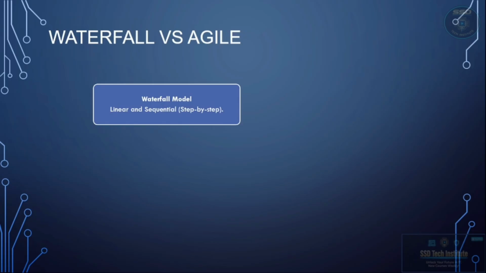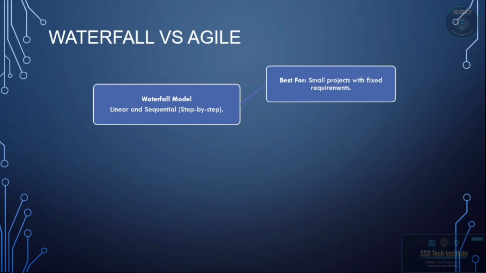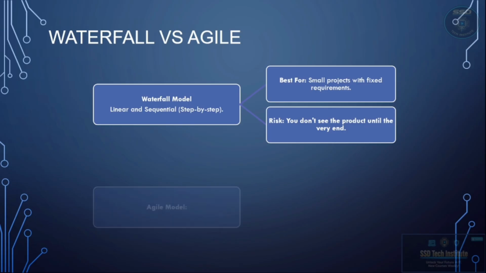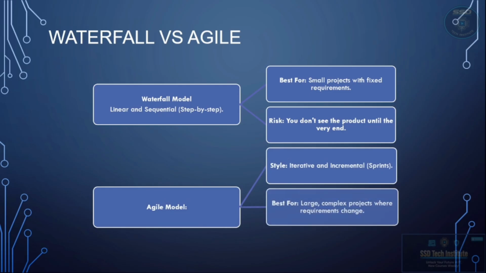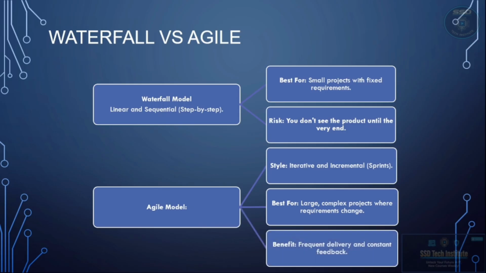So the waterfall model is basically a linear sequential model, which is step by step. It is best for small projects with fixed requirements. The risk is you don't see the final product until the end of the project. Whereas the agile model is highly iterative and incremental, which uses sprints of every 2 weeks. It is best for large and complex projects where the requirements change every few weeks or according to the customer's needs.